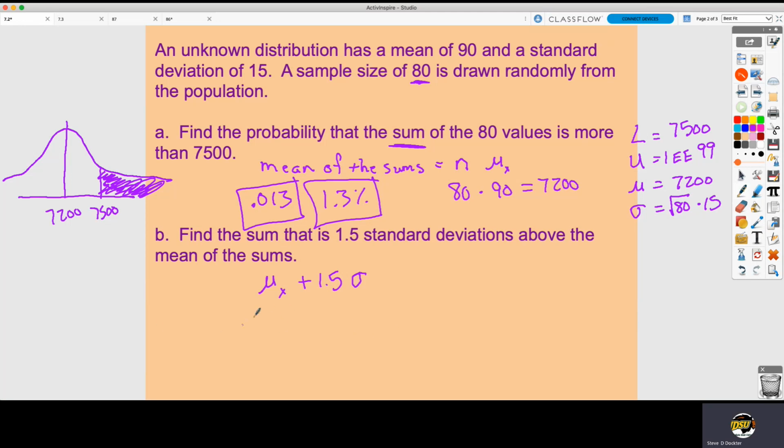All right, well, our mu of x was 7,200 plus 1.5 times, what's our standard deviation for the mean of the sums? That'd be the same thing that we did up here, right? So this would be the square root of 80 times 15. All right, what do we get for an answer here?